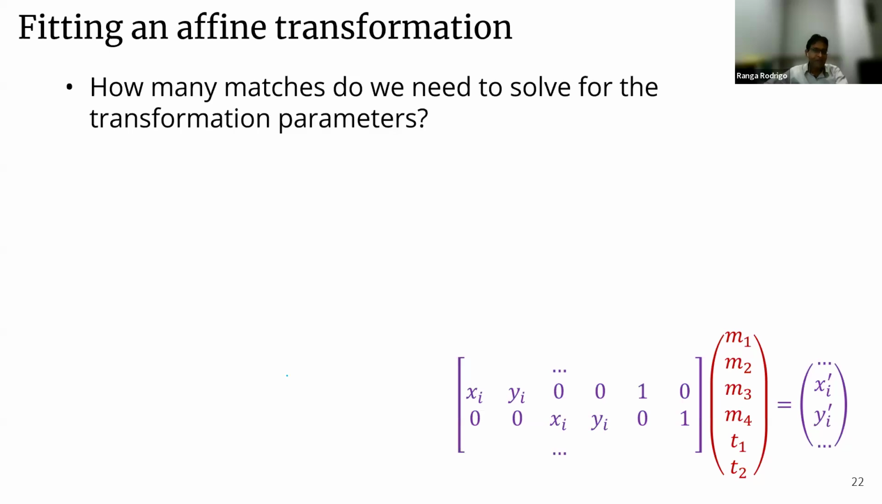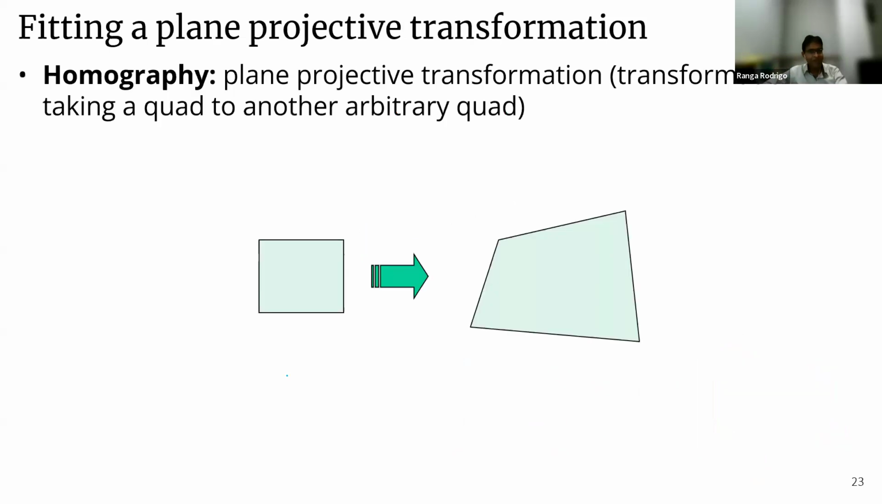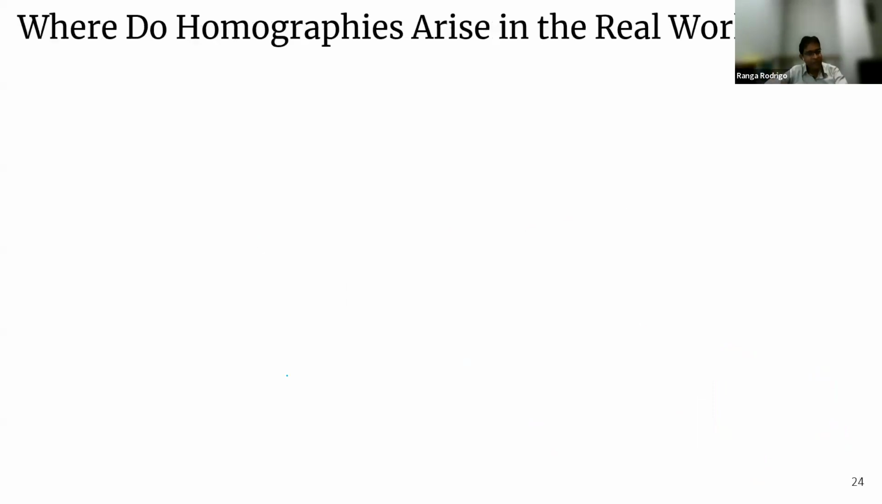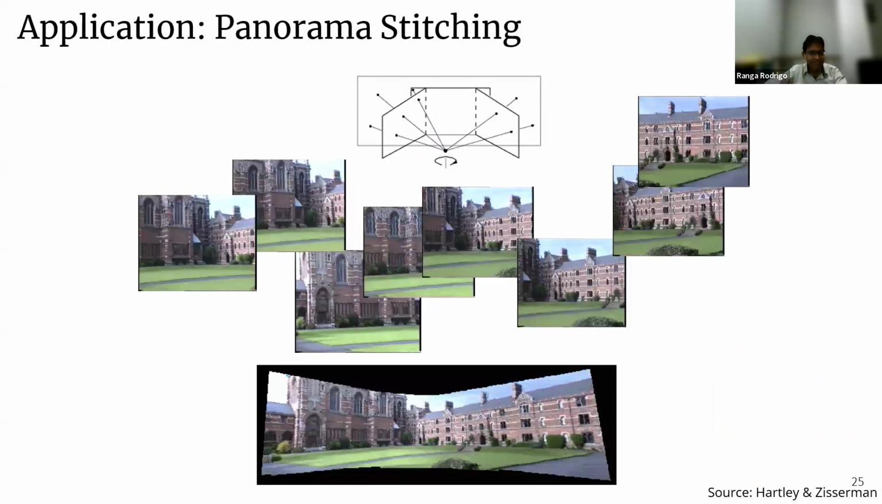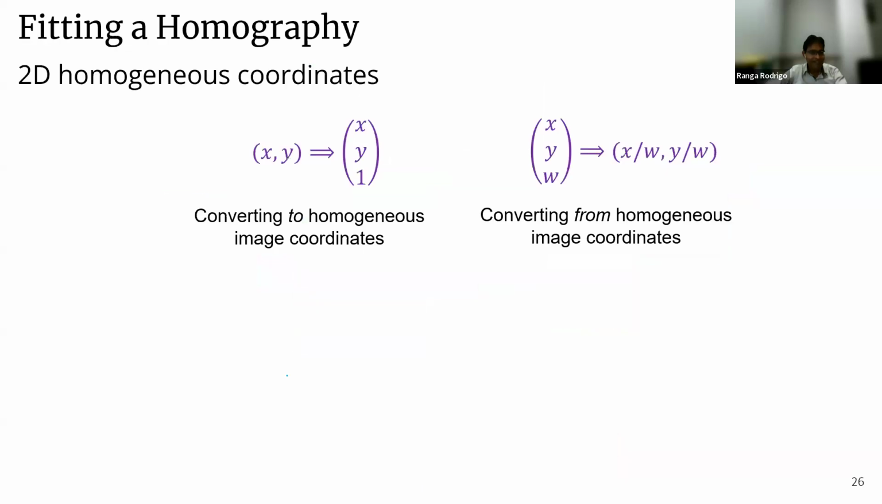How many matches do we need to solve for the transformation parameters? Remember, we have 6 unknowns, and now 1 point gives 2 equations. So therefore, you need 3-point matches for that. For a homography, a plane or projective transformation taking a quad to another arbitrary quad, we need 4-point matches. So this is something that we all have already done, right? Aligning these two things and panorama stitching, all these applications again.